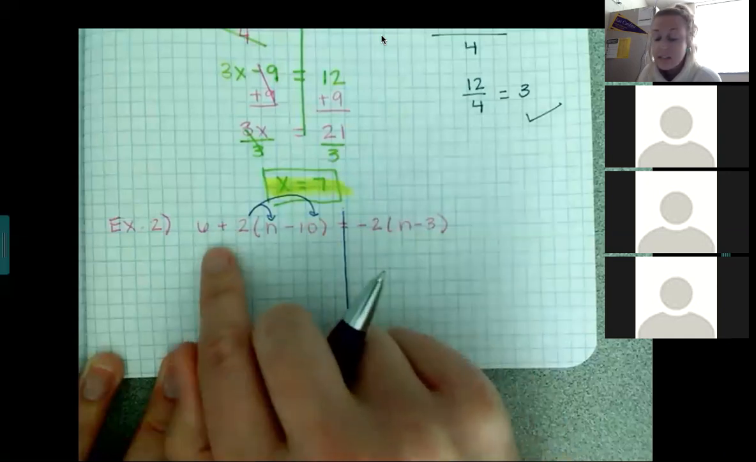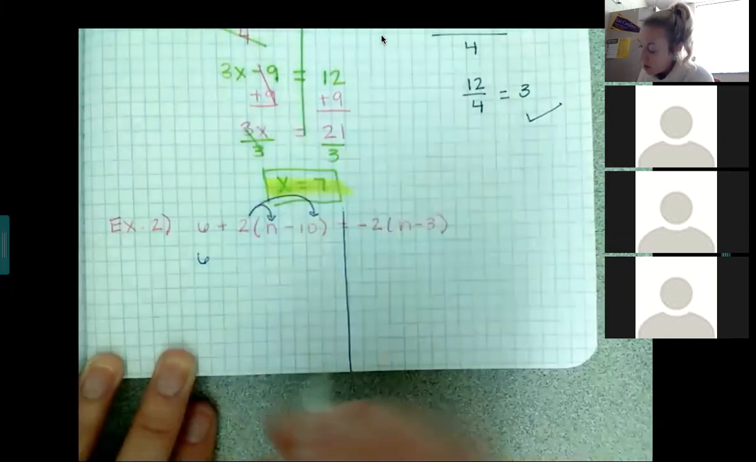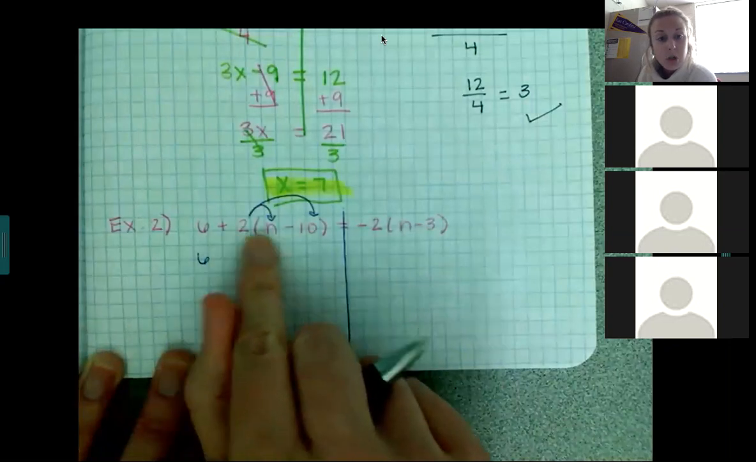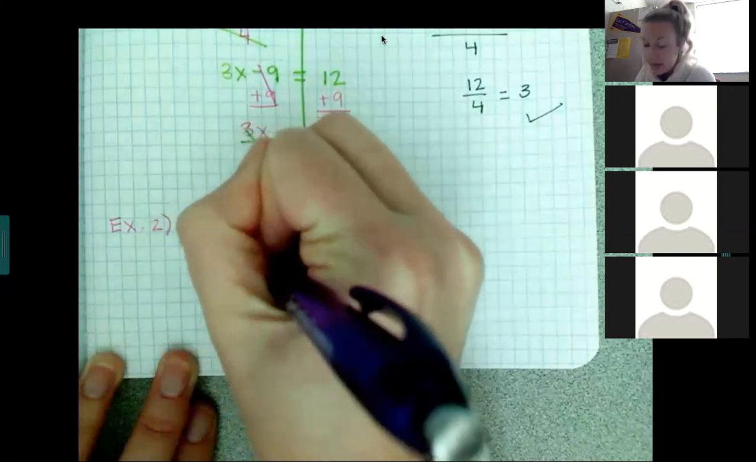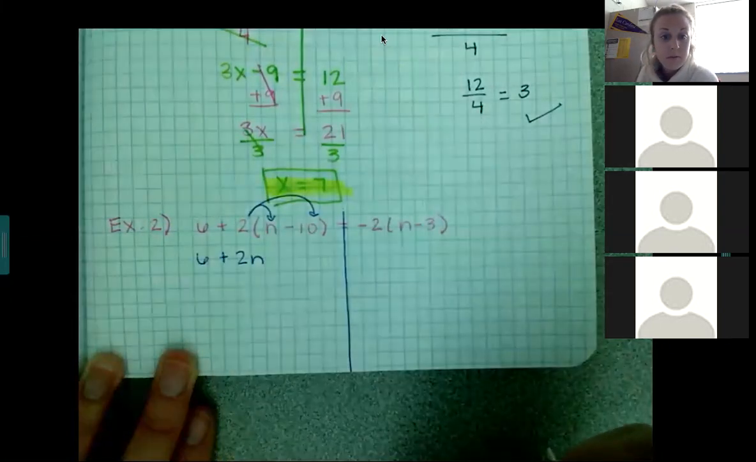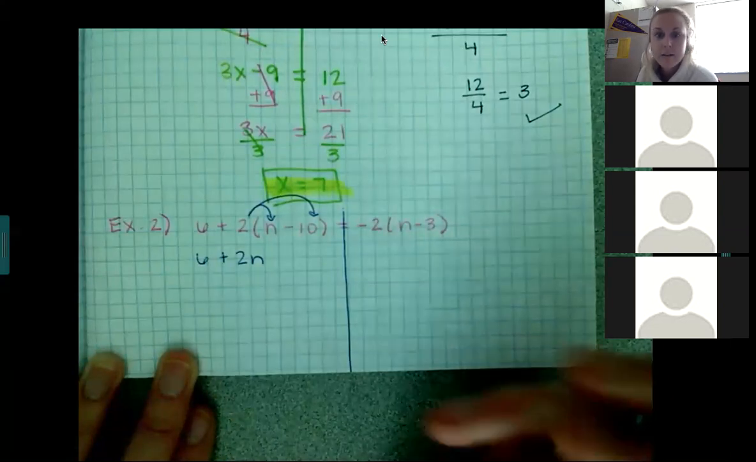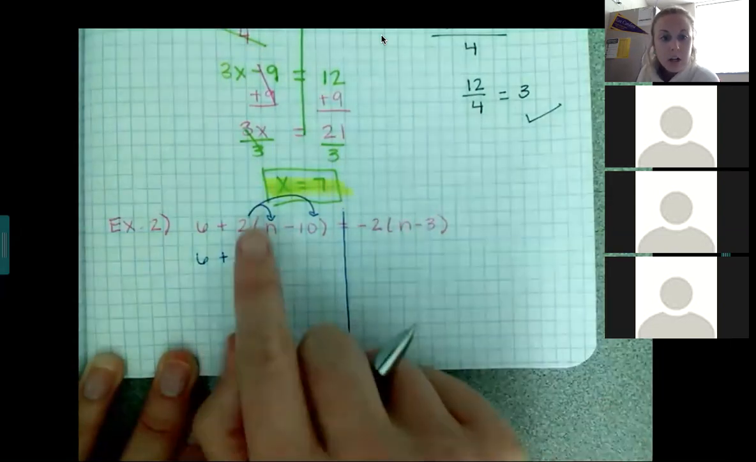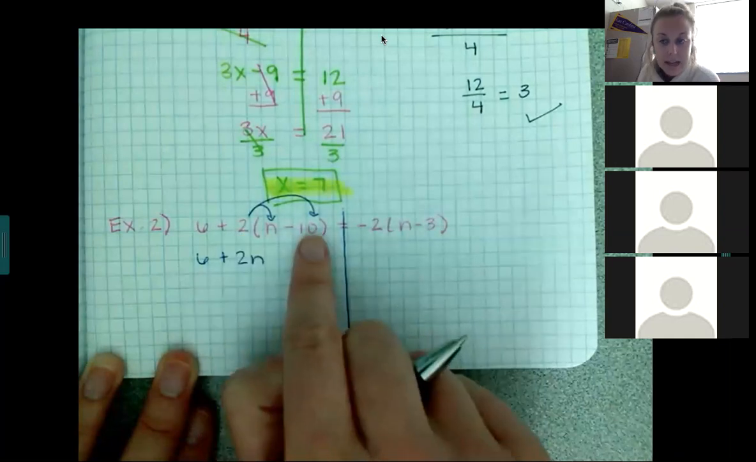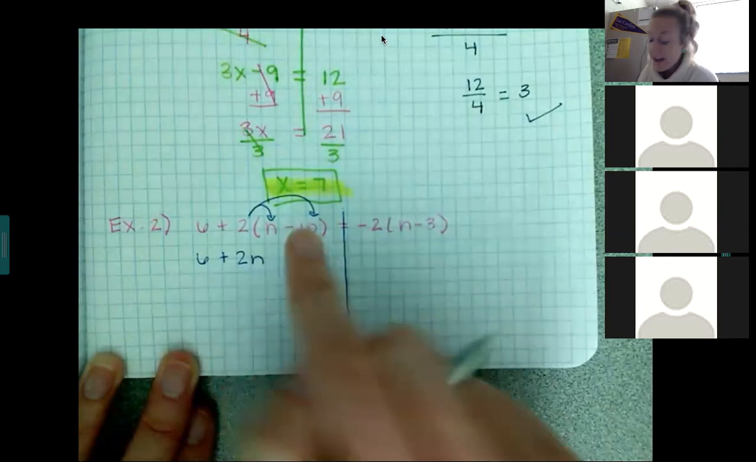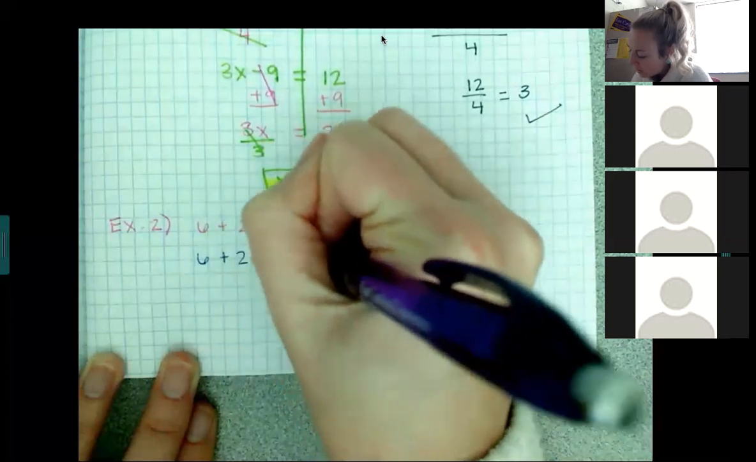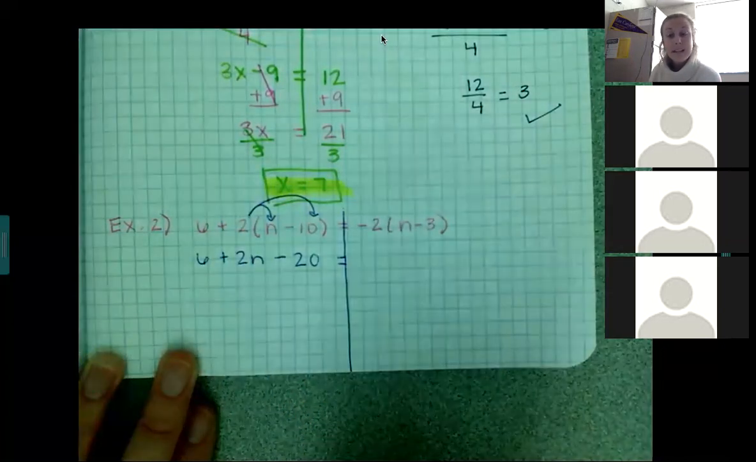So I'm going to bring down the 6 because I'm not touching that. So now I've got positive 2 times n. Does everybody agree that's going to be positive 2n? Are y'all okay with that? Okay. So now look, positive 2 times negative 10. What is that going to give you? Negative 20. Good job, Gwyneth. So minus 20 equals. Now we did the left side.